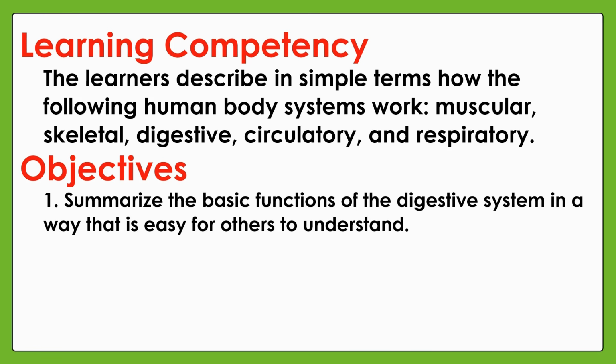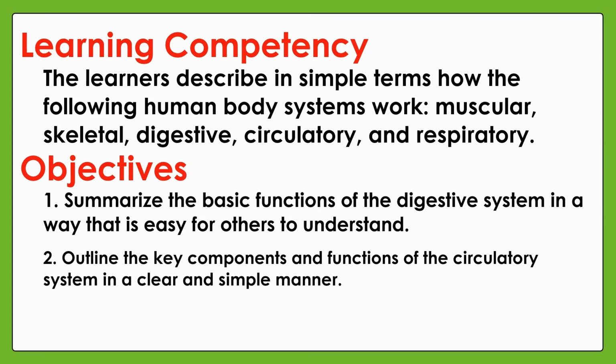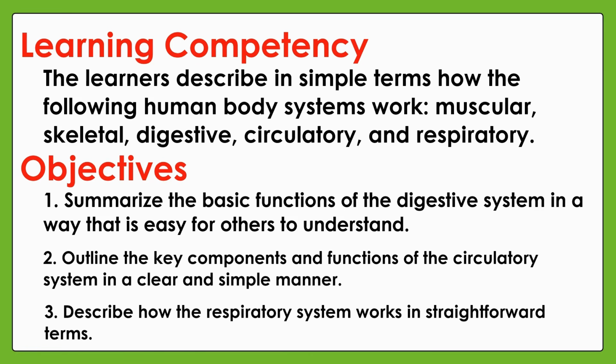Objectives. Number 1, summarize the basic functions of the digestive system in a way that is easy for others to understand. Number 2, outline the key components and functions of the circulatory system in a clear and simple manner. Number 3, describe how the respiratory system works in straightforward terms.